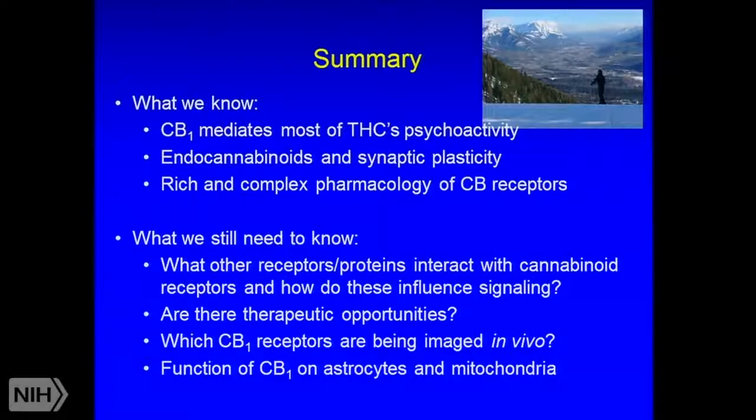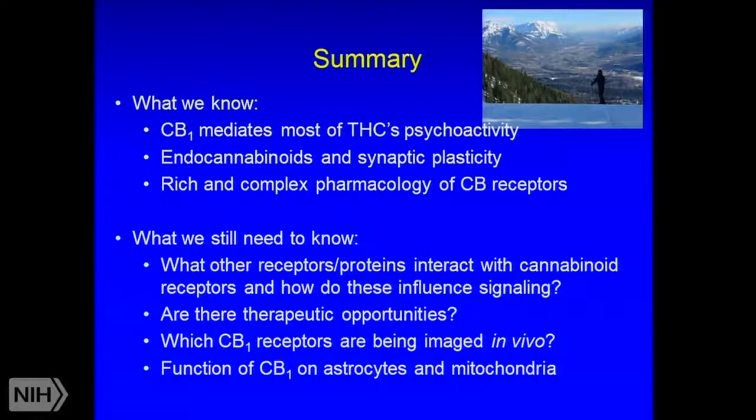The key things that I think we don't know but would be good to know are what other receptors and proteins interact with cannabinoid receptors, and how do these influence signaling, such as accessory proteins like CRIP or SGIP1, or heterodimerization with other GPCRs. What are the therapeutic opportunities? Which CB1 receptors are being imaged in vivo?